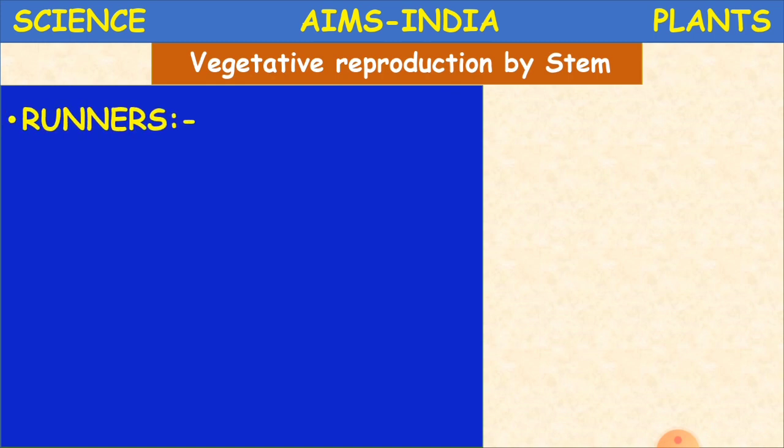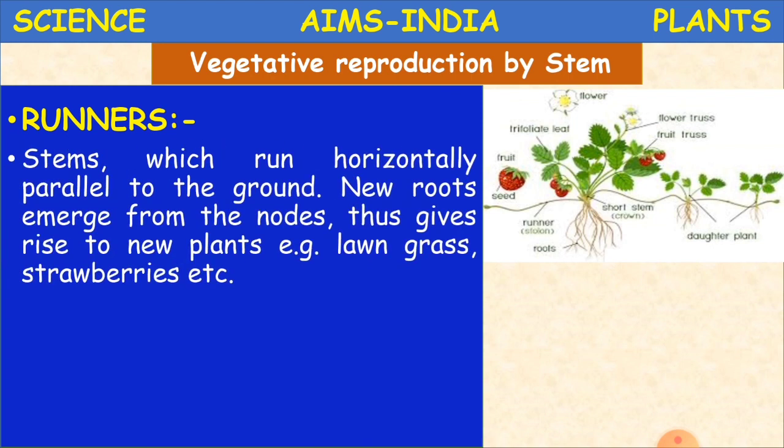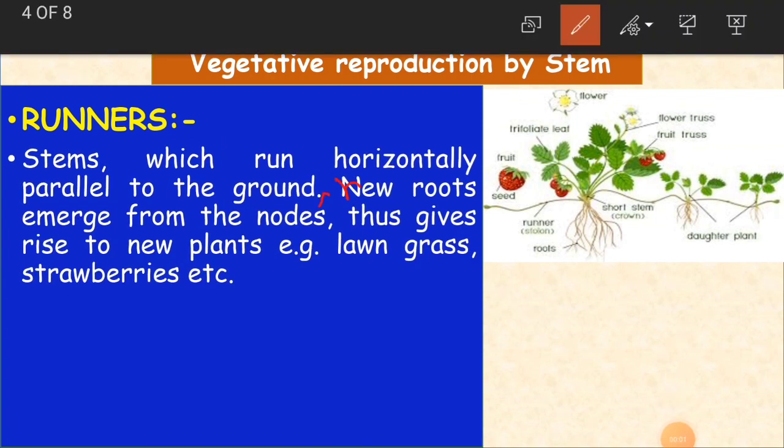Vegetative reproduction by stem. We'll see how the stem is going to participate in this reproduction process. The first one is runners. So runners, children, are stems which run horizontally parallel to the ground. New roots emerge from the nodes, and thus give rise to new plants. For example, lawn grass, strawberries, etc.